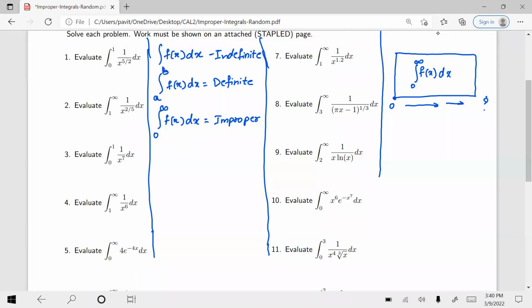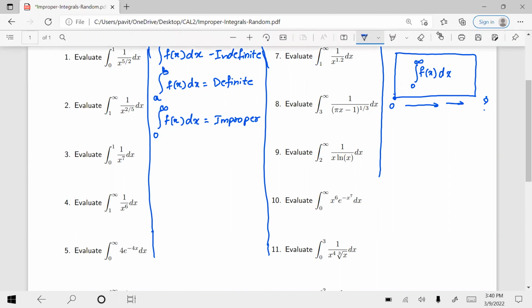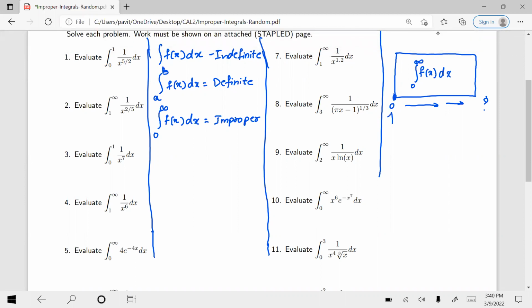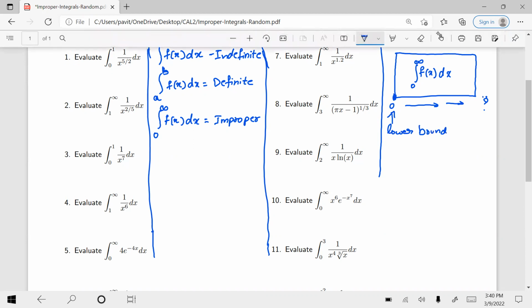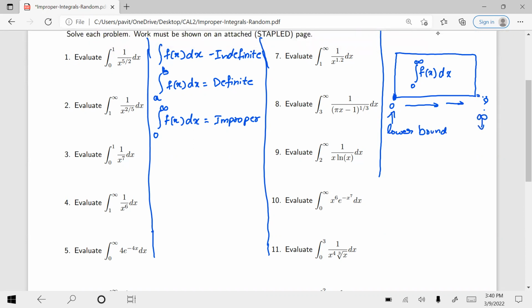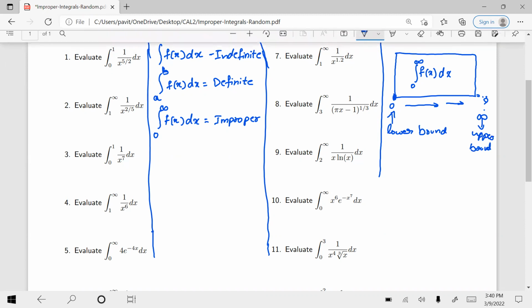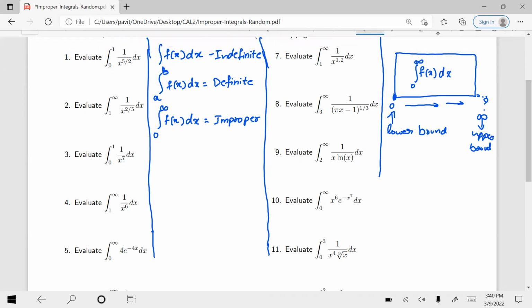So when you have such kinds of limits, that is, when the geometry or the domain or the interval is not bounded, you have a lower bound. We know the lower bound, but we do not know the upper bound. The upper bound is infinity. So we are not sure what value it takes. When you do not have a bounded upper bound, we call that improper.